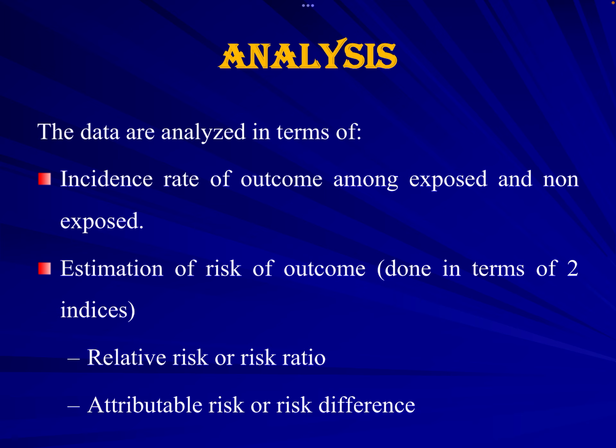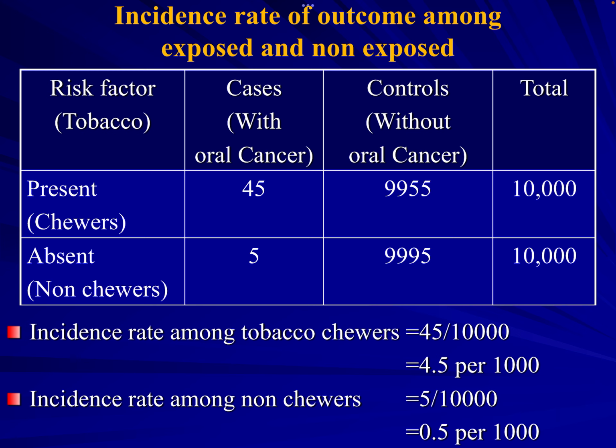Next step is analysis. The data are analyzed in terms of incidence rate of outcome among exposed and non-exposed. Estimation of risk of outcome is done in terms of two indices, that is relative risk or risk ratio and attributable risk or risk difference. Incidence rate of outcome among exposed and unexposed can be calculated using this table. So incidence rate among tobacco chewers is 4.5 per 1000 according to this table, and incidence rate among non-chewers is 0.5 per 1000 according to this table.